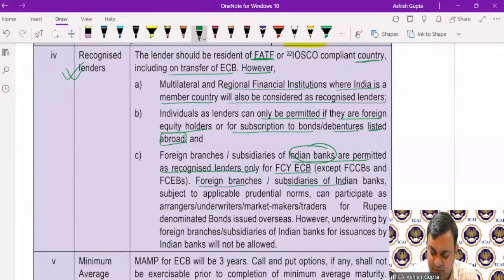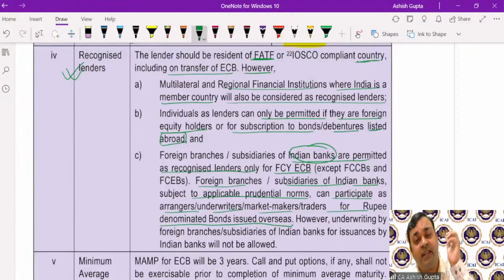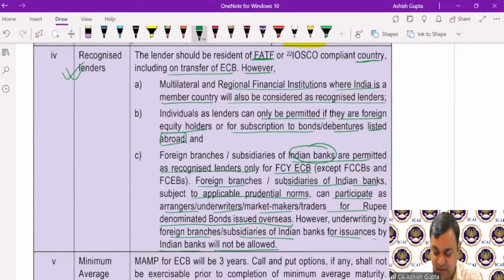Foreign branches, subsidiaries of Indian banks, subject to applicable prudential norms, can participate as arranger, underwriter, market maker, trader for rupee denominated bonds issued overseas. Means they will not be recognized as a direct party, but they can coordinate for this. However, underwriting by foreign branches, subsidiaries of Indian banks for issuance by an Indian bank will not be allowed, right? So they cannot be a direct party for the issuance. However, they can coordinate for such issue.